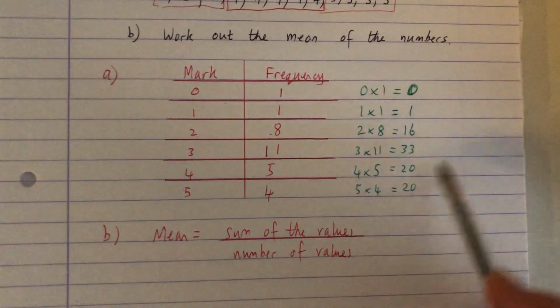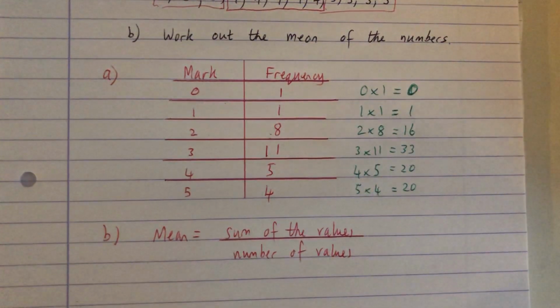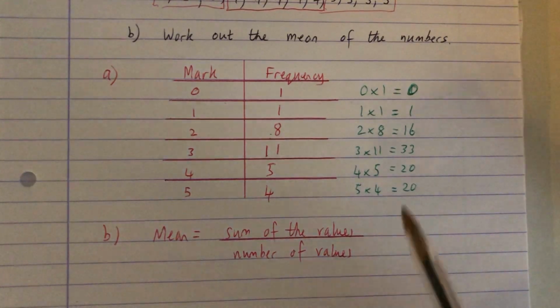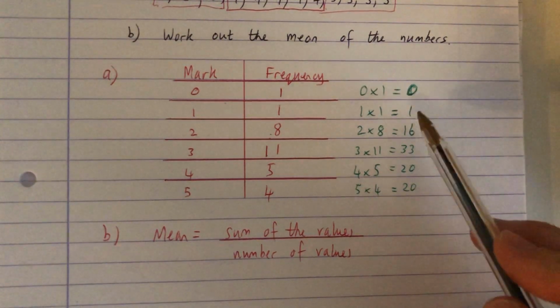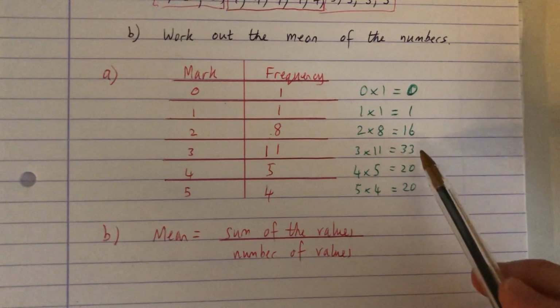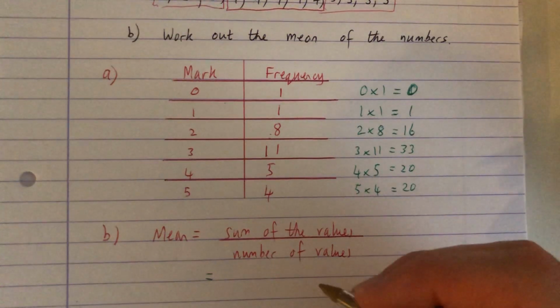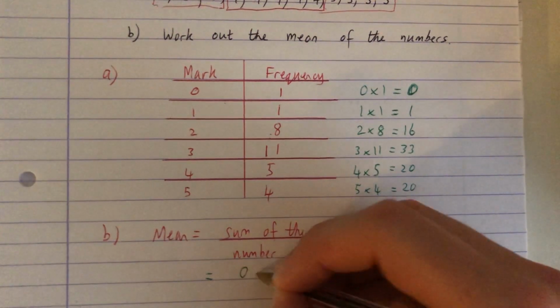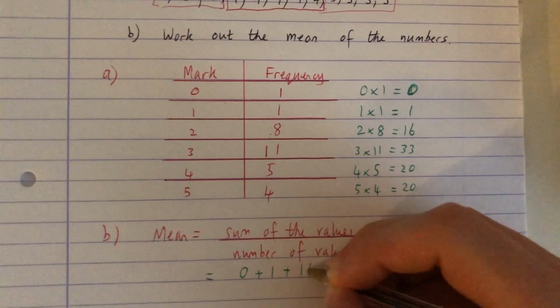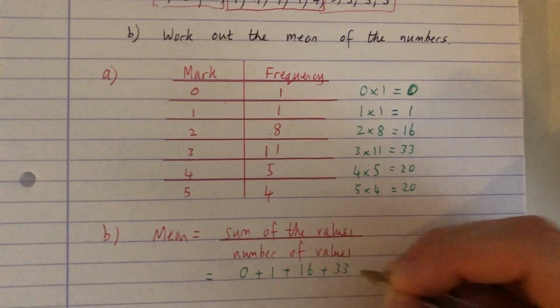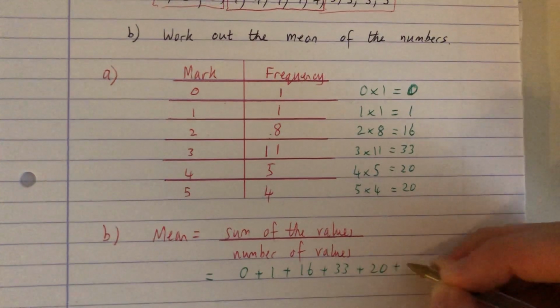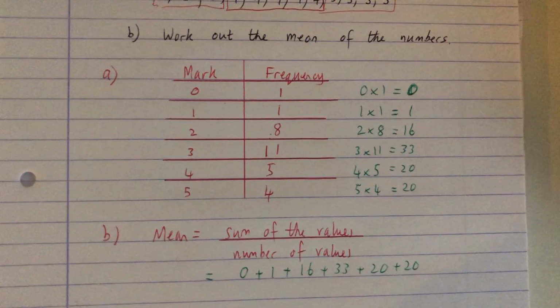Okay, so that was all of the marks that have been earned by those students in this particular question. Nothing for 0 marks. 1, 16, 33, 20, and 20 there. So the sum of the values is equal to 0 plus 1 plus 16 plus 33 plus 20 plus 20. That is the sum of the values. That is all of the marks added up.